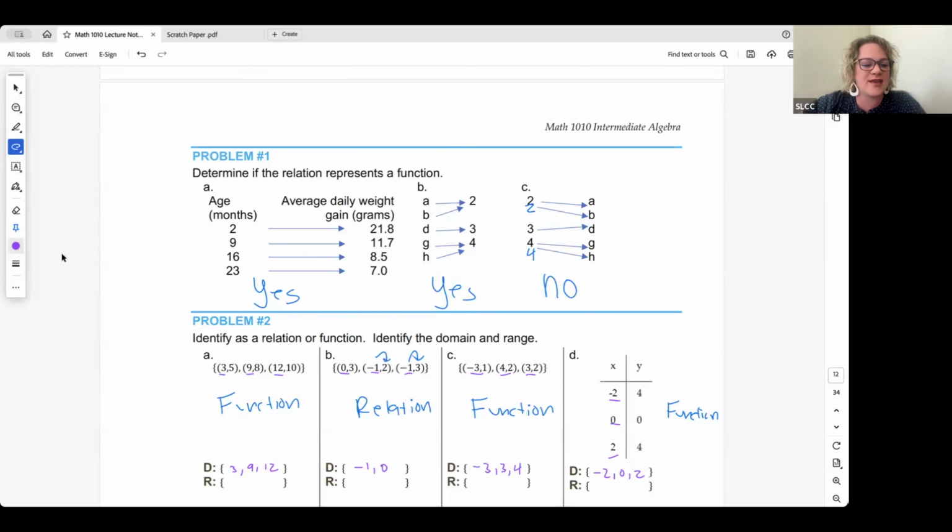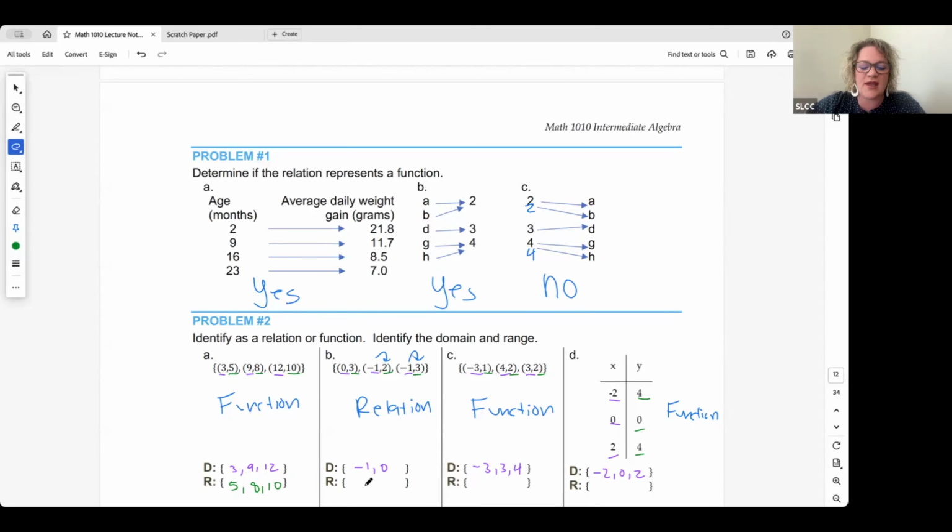Now let's talk about the range. The range is the second value or the output. And again, we would like to write them in order from left to right. 5, 8, 10.